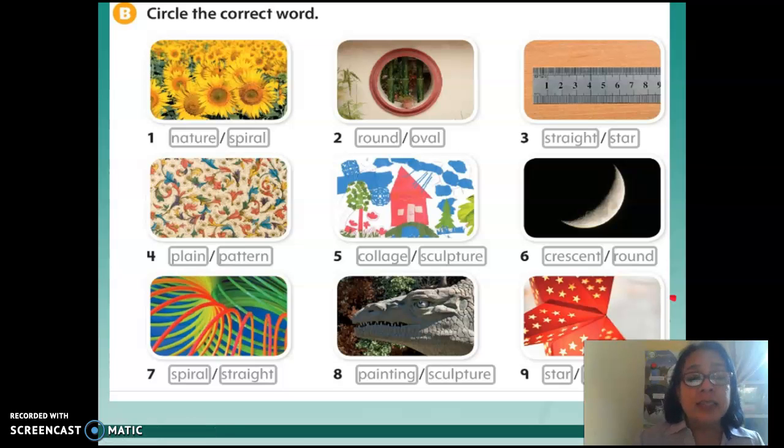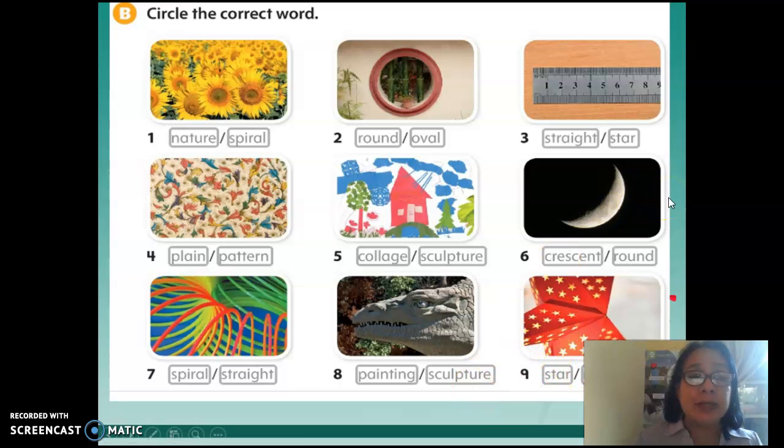It says, circle the correct word. You will circle the correct word. Look at the pictures and circle the one that is correct, okay? We have flowers, we have a window, we have a ruler, we have a piece of cloth, we have a drawing, we have the moon. This is a spiral or a straight. This is a painting or a sculpture, or this is a star or round.